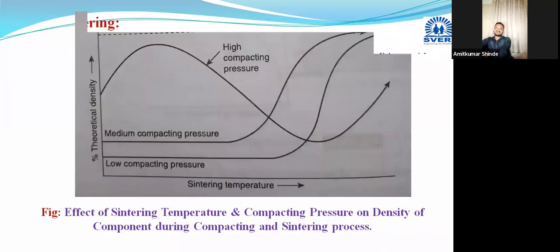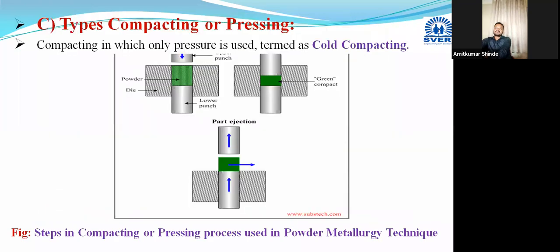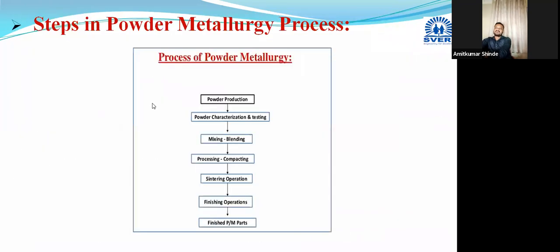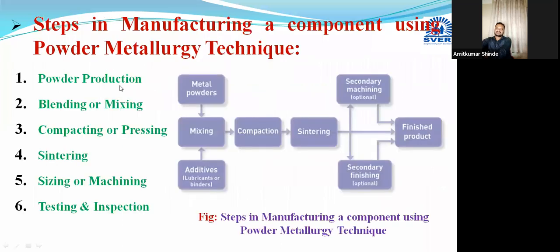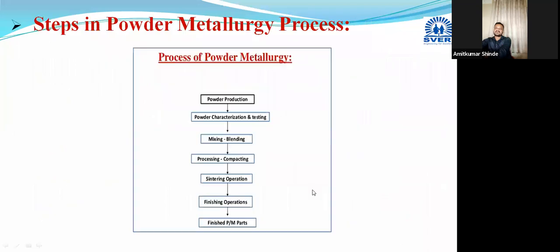In today's session, we have started with the concept of powder metallurgy. It is a branch which deals with the manufacturing of metal and non-metal powder. And using these produced or manufactured powders, how to manufacture the component, following different stages that we have discussed. These steps involved in the manufacturing of the component in powder metallurgy technique, like powder production, blending or mixing, compacting, then sintering, sizing or machining, and testing and inspection. We have discussed this one by one.